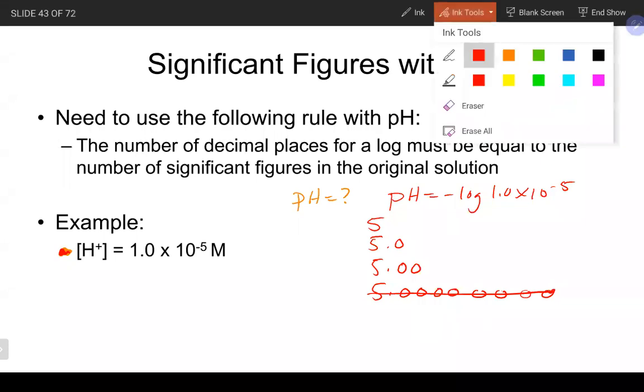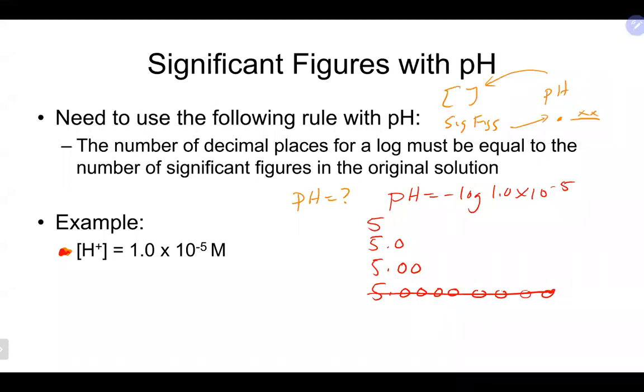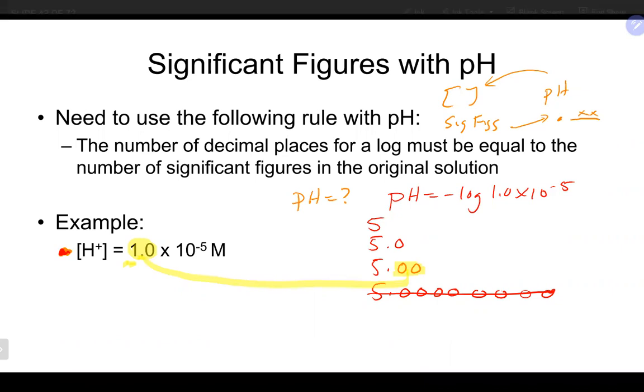So the rule is the number of significant figures in the concentration. So this is the concentration. How many sig figs does this guy have? It has 2 sig figs, right? So any number written in scientific notation, all the numbers before the times 10 part are significant. That means when we go to our pH, we are looking for not 2 significant figures. We're looking for 2 decimal places. So 2 sig figs, 2 decimal places is what we are looking for there.